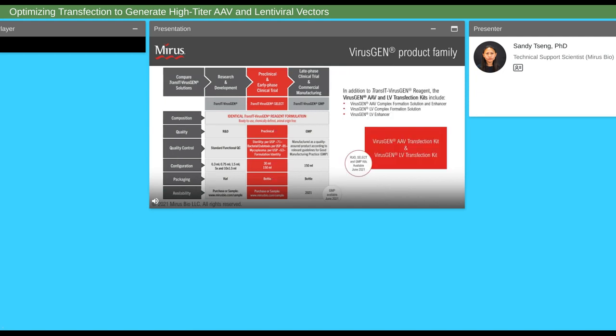And together with the launch of the GMP reagent will be the launch of our VirusGEN AAV Transfection Kit and VirusGEN Lentivirus Transfection Kit, or LV Transfection Kit. These kits include enhancer solutions which further boost virus production. These kits will also be available in RUO, Select, and GMP formats later this year.